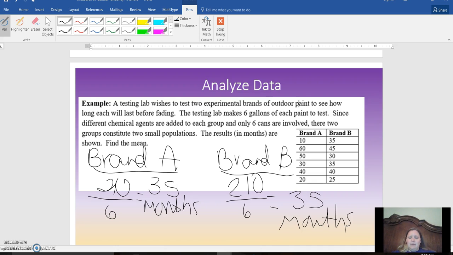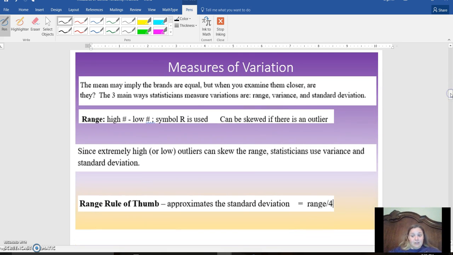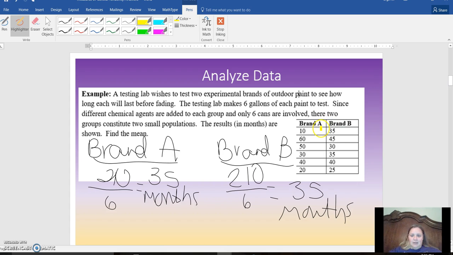And so we need to be able to mathematically tell some more about this data. Which brand is better? We're going to look at types of variation to see. All right, so I want to tell you what those are first. The mean implies that the two paints were equal, but when we look at that data, it doesn't look equal. These numbers are spread out, and these numbers are really close.